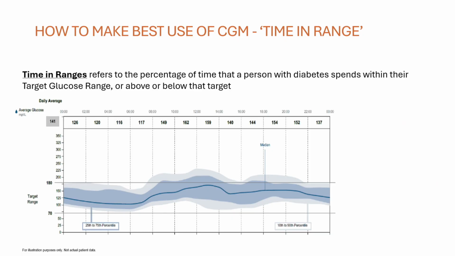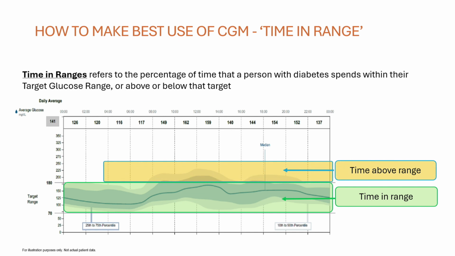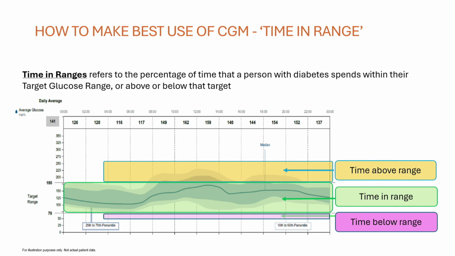Now once you understand the AGP graph, these are the 3 basic metrics that we all must be aware of. For AGP, normally the target range is kept between 70 to 180, although it is adjustable and you can modify that when you analyze the report. If you keep the target for this patient as 70 to 180, the time that the patient spends in this range is called time in range or TIR. The time that the patient spends above this range is called TAR or time above range, and the time below this range is called time below range or TBR.